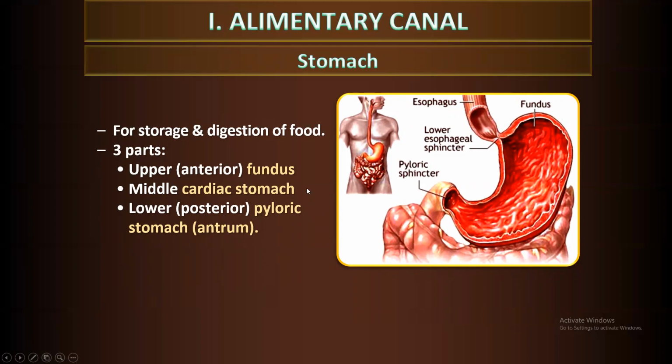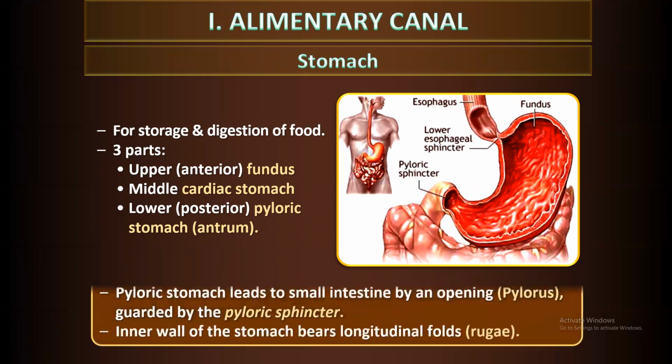The middle is called the cardiac stomach. See the diagrammatic representation. The lower stomach is called the pyloric stomach, also called the antrum. The pyloric stomach leads to the small intestine by an opening which is called the pylorus. There is also a gate valve there, called the pyloric sphincter. Only by the opening of the pyloric sphincter does food material move from the stomach to the small intestine.